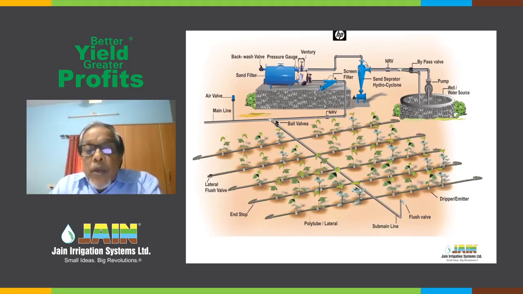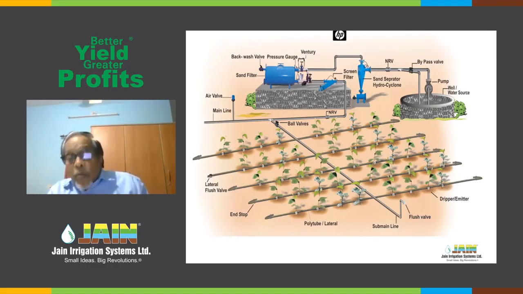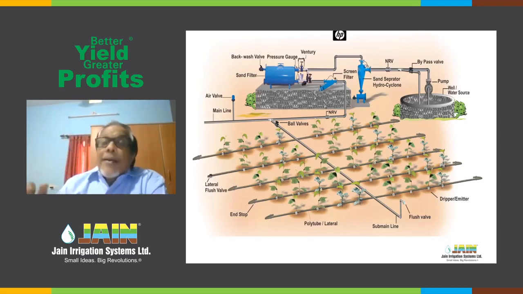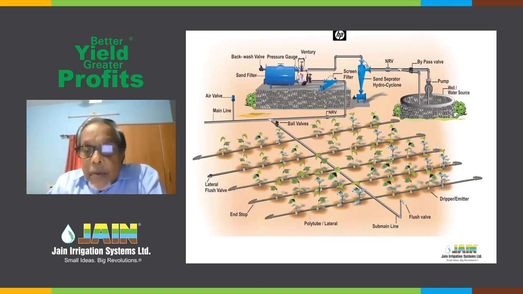Water has to be uniformly distributed and emitted or applied or dripped at the rhizosphere of each plant, if they are sparsely planted, or a group of plants in a row if they are closely planted crops like rice or wheat. So the distribution of the lateral lines is a critical thing. That's the topic of discussion today.